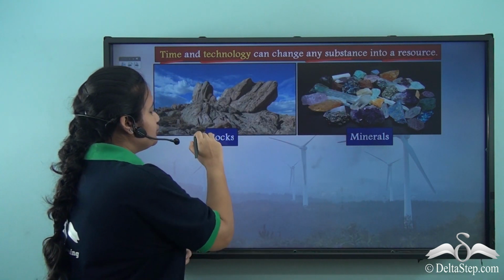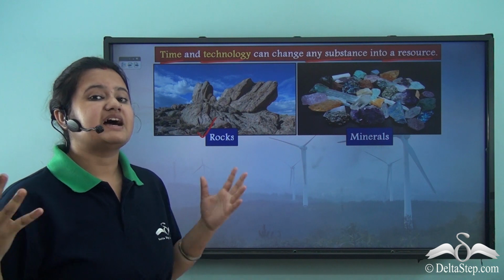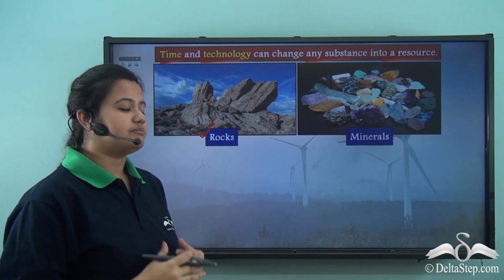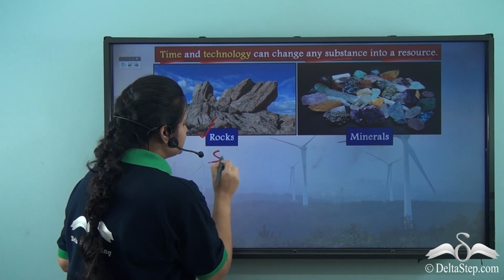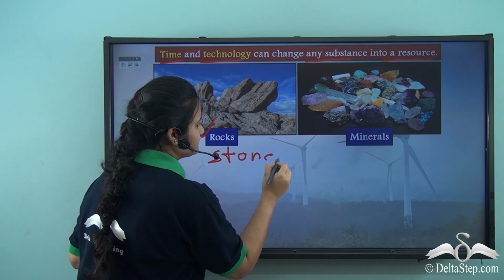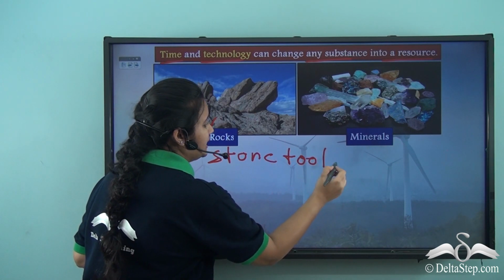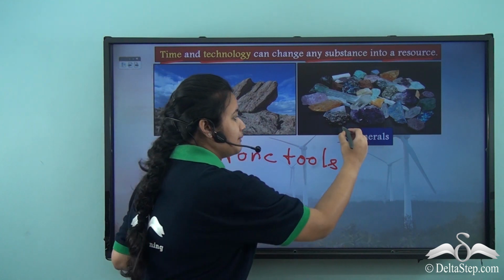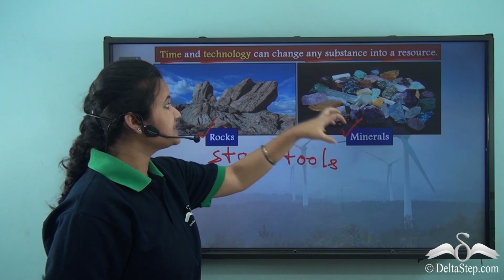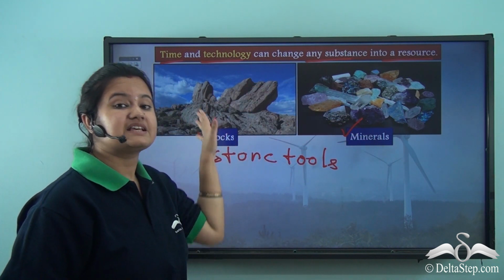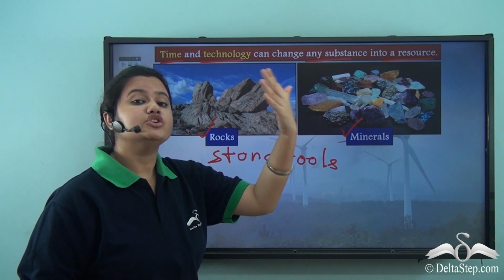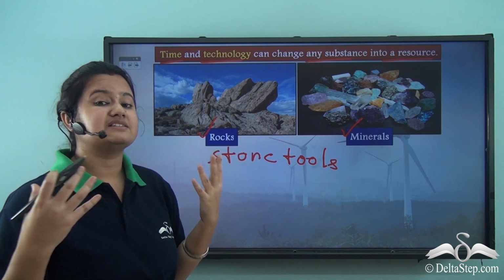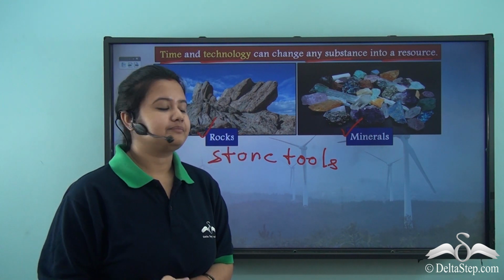For example, rocks are common substances that are found on Earth's surface. Earlier, they were used by early men in order to make simple stone tools. But once they discovered that rocks are rich in minerals and they learned how to extract minerals from rocks, this substance became all the more useful to them. So the value or utility of rocks as a resource increased to man.